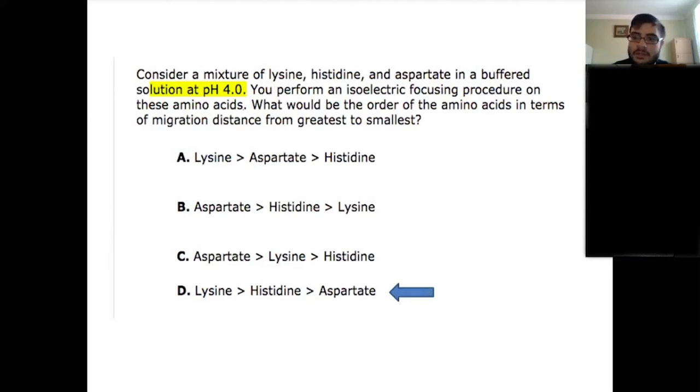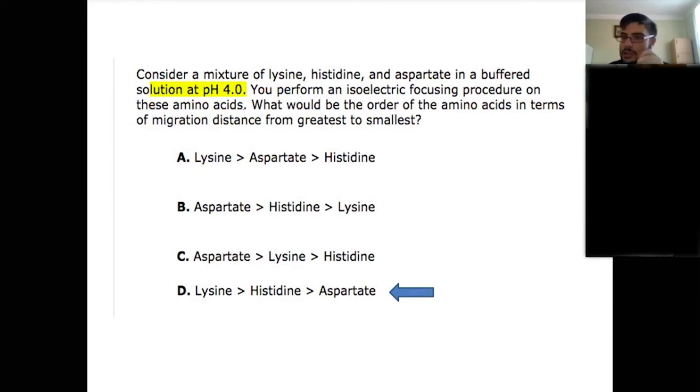Aspartate is aspartic acid, just so you know. Aspartate and glutamate are aspartic acid and glutamic acid, just in their deprotonated forms. Their pKa is on the chart. You would have to memorize that.